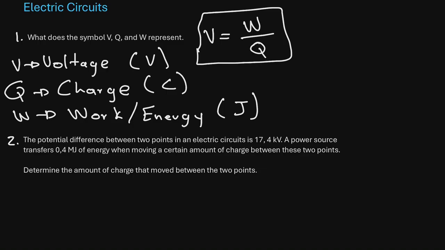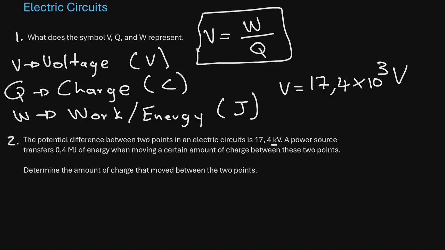So the second problem says the potential difference between 2 points in electric circuits is 17.4 kilovolts. So we know what? The potential difference is voltage. So we are given that the voltage is equivalent to 17.4, and then K means what? Means 10 to the power of 3. It is kilovolts.